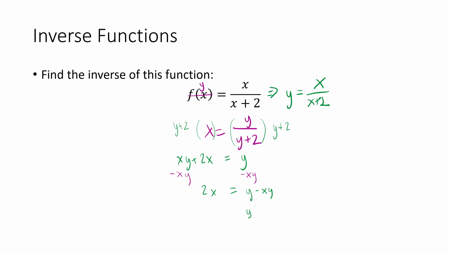And then we can factor a y out on the right side, and then divide both sides by 1 minus x. What this will give us, our answer, our inverse function to the one we just had, is y is equal to 2x divided by 1 minus x.